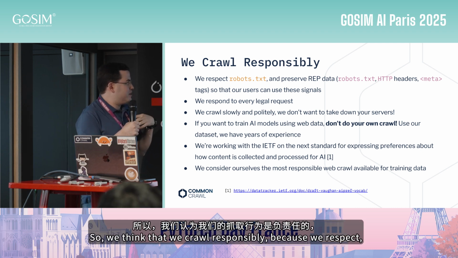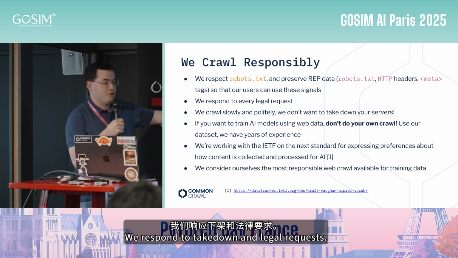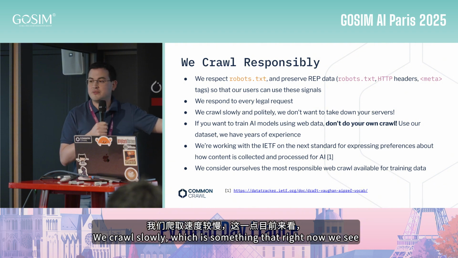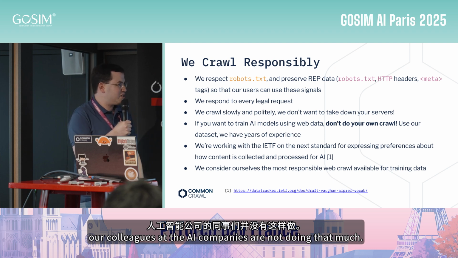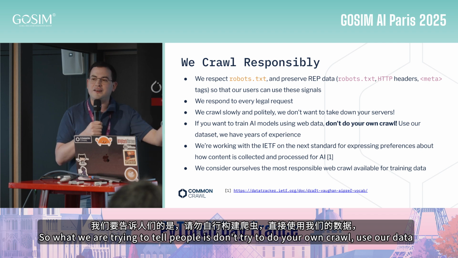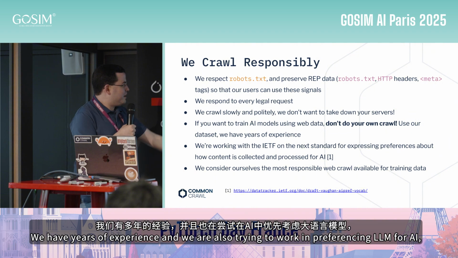So we think that we crawl responsibly, because we respect, as I said, the robots.txt data, and we respond to takedown and legal requests. We crawl slowly, which is something that right now we see our colleagues at the AI companies are not doing that much. So what we are trying to tell people is don't try to do your own crawl, use our data instead and help us improve Common Crawl. We have years of experience.